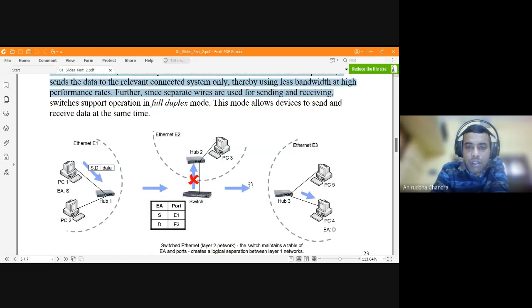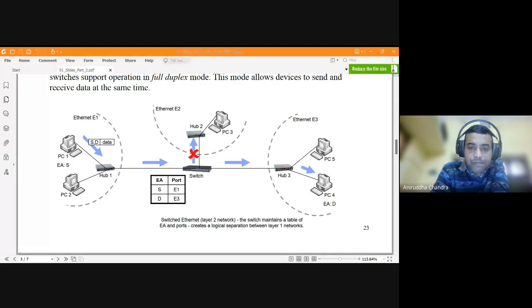Now let me talk about this figure a bit more. In this figure, I will try to explain how an actual data packet travels from one PC to another PC, just like what I did with the shared Ethernet.